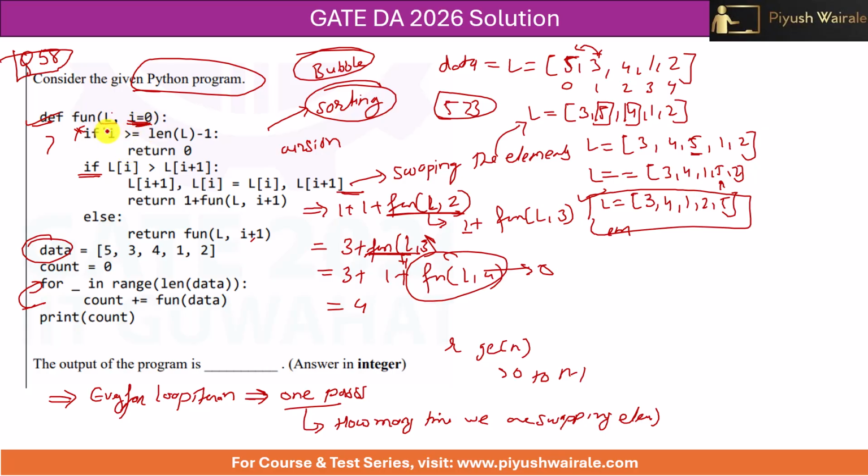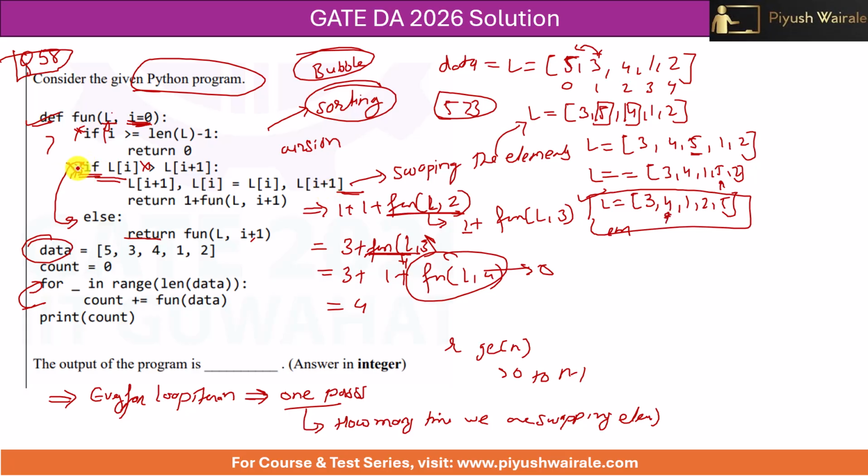Is it true? What about this one? L of I, that is basically 0. So that is 3. Whether 3 is greater than the next element here, 4. No. If this is not true, we are going for the else block. What are we going to return? Function L comma I plus 1. So same list, but now we are taking the next element here, because this condition didn't get satisfied here.